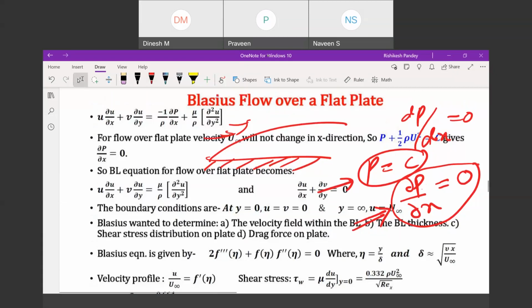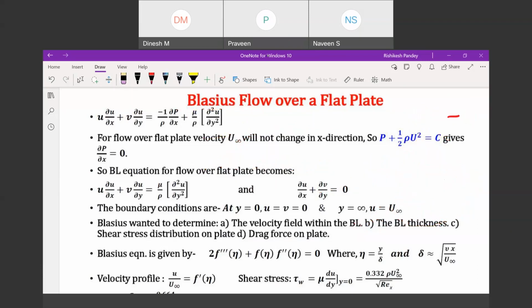Which condition? Flow over a flat plate or for Blasius flow over a flat plate? Yes, pressure gradient is constant for flow between two fixed parallel plates. So Blasius found that dp by dx is what? 0. If dp by dx is 0, he can put this particular term as 0. Then he is left with only two terms.